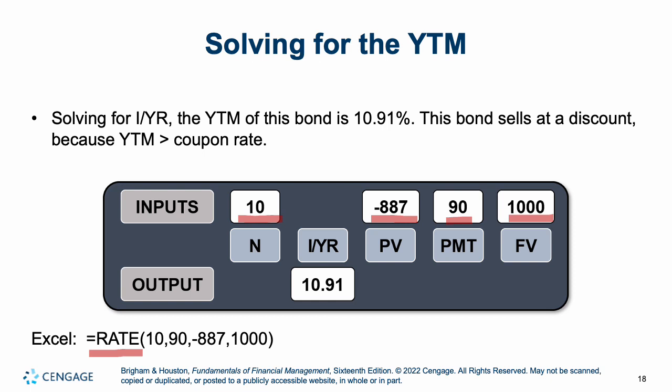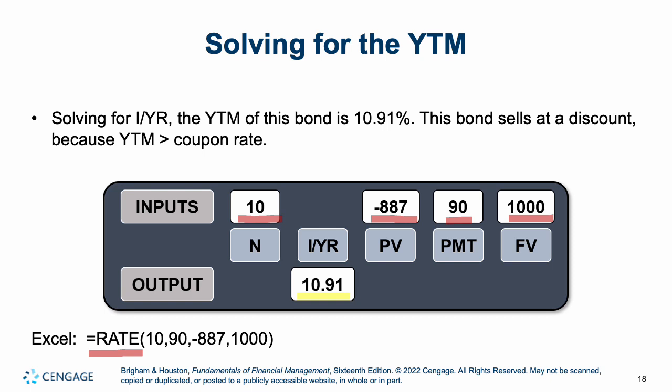And then our future value is 1,000. That will be positive because once the bond is done, once it's mature in 10 years, we get a $1,000 check back from the company we purchased the bond from. If you put all of this in, your interest per year should solve to just under 11%, or about 10.91%. And that is the appropriate yield to maturity.